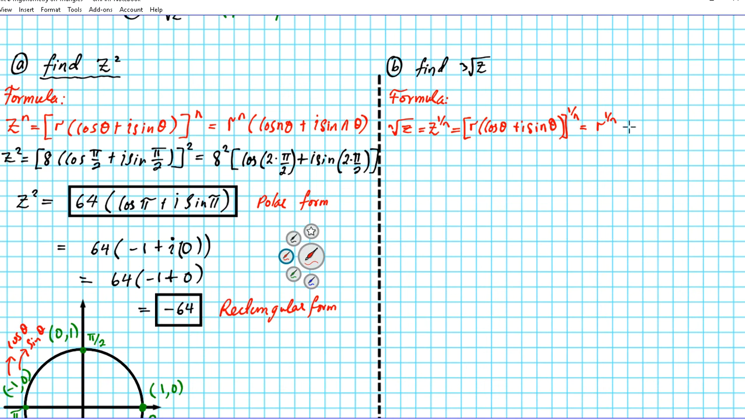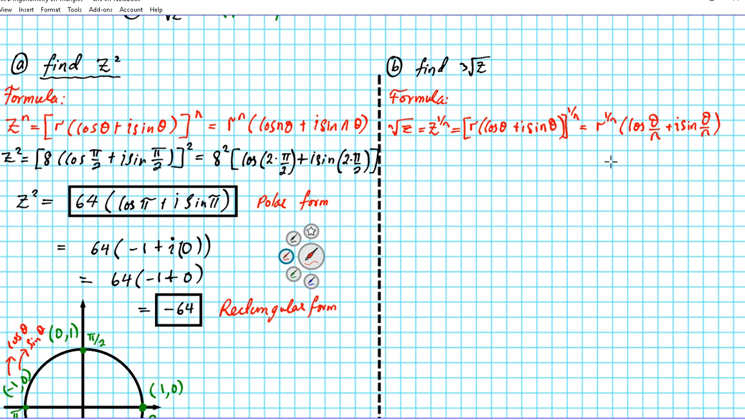We're going to distribute that power to the angles. So that's going to become cosine. Here it was n times theta, but here it will be theta times 1 over n, which will result in theta divided by n, plus i sine theta divided by n. So that's basically the formula that we're going to be using.